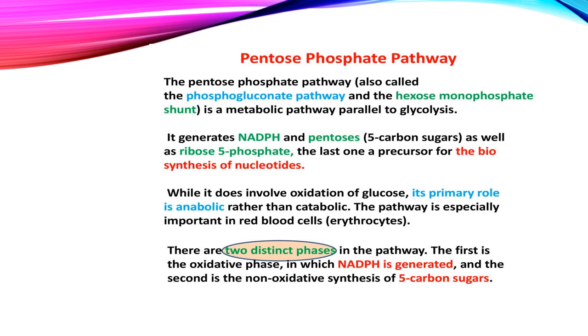And this pathway is divided into two important phases. The first phase is called the oxidative phase, in which NADPH is generated, and the second phase is called the non-oxidative synthesis of 5-carbon sugar. So generally this cycle is divided into two phases. One is the oxidative phase and the other one is the non-oxidative phase. Now let's study each phase in detail.